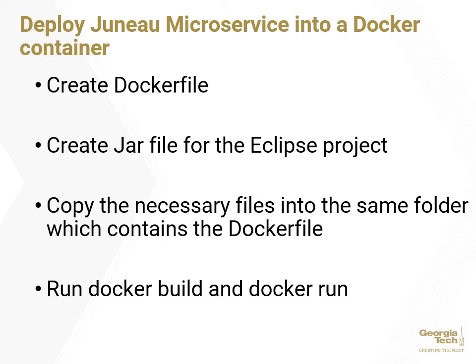So first step is you have to create a Docker file for your microservice, and the next step is to create a jar file for the Eclipse project that contains a microservice. The third step is to copy the necessary files into the same folder which contains a Docker file, so that when you run the Docker build, all the necessary files will be copied over to the container. And then finally we run the Docker build and the Docker run commands to actually run the microservice from within the container. So let's see a practical example of how to do that.